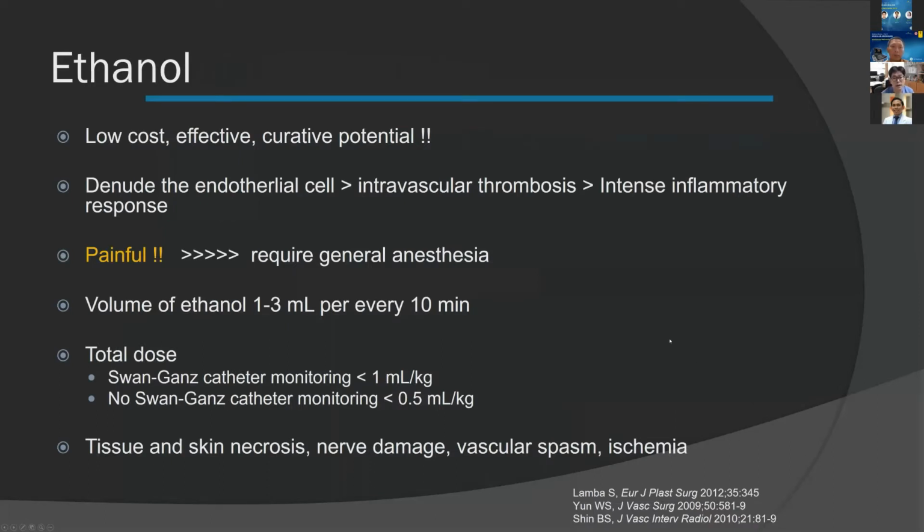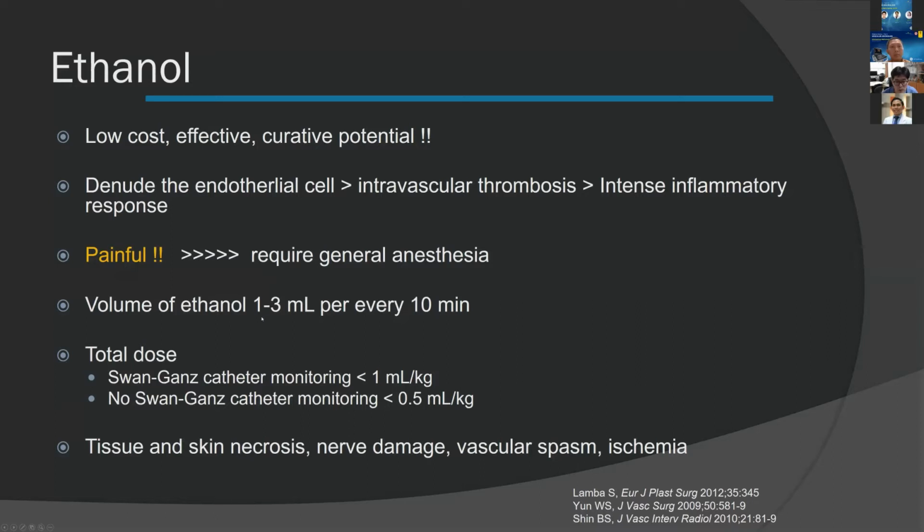So I like ethanol as an embolic material. It has a very low cost and is effective, with curative potential. It destroys the endothelial cell and causes intensive inflammation. However, it is a very painful drug, so we require general anesthesia. It is also a very dangerous drug.